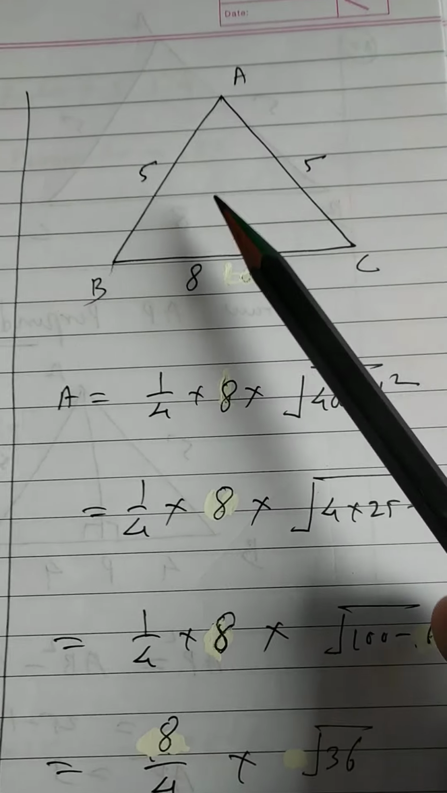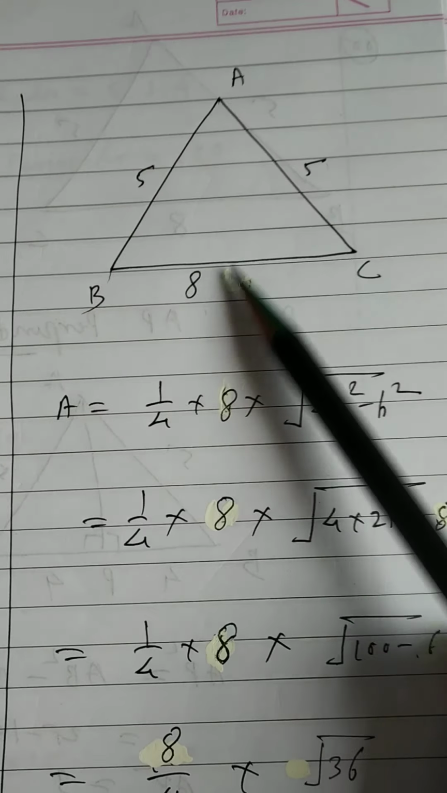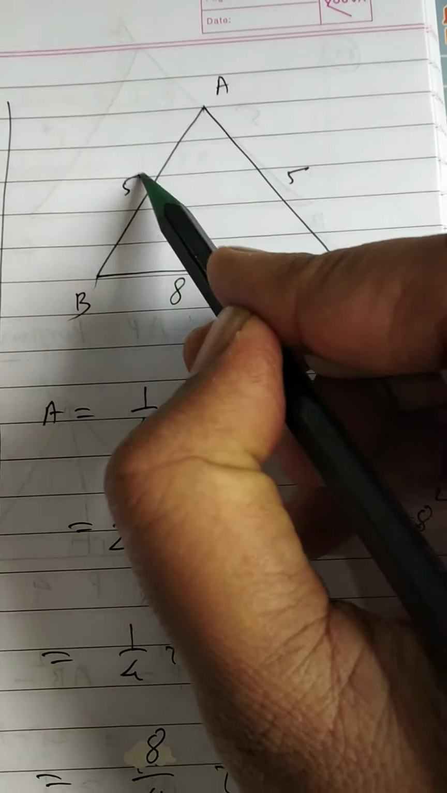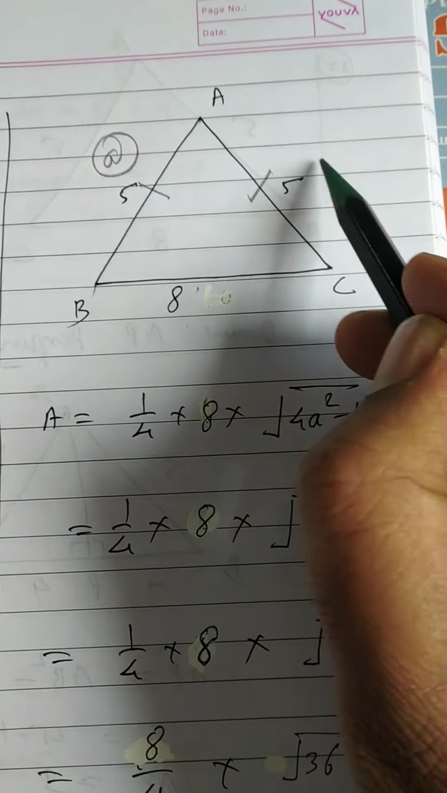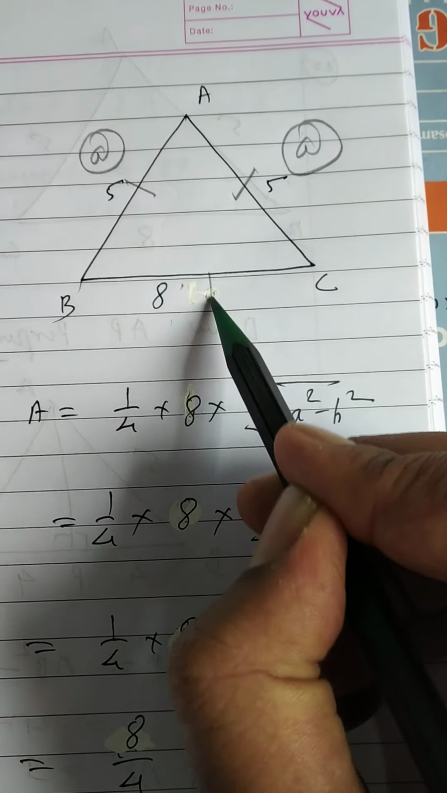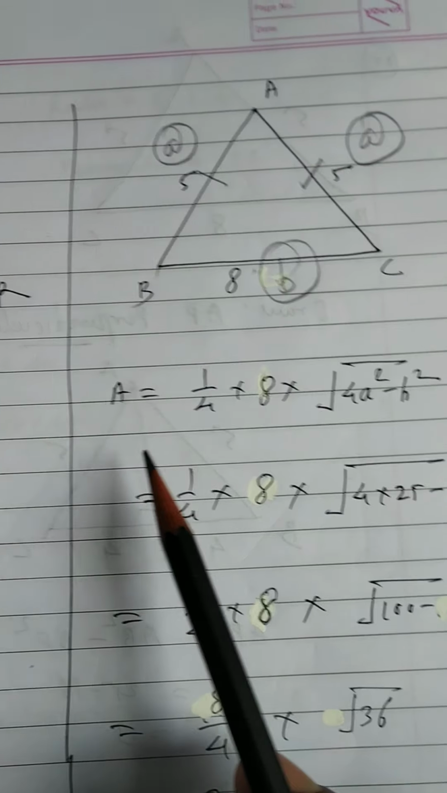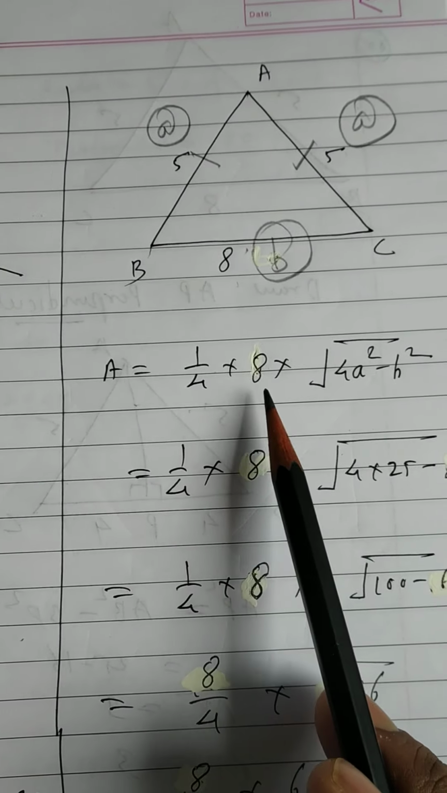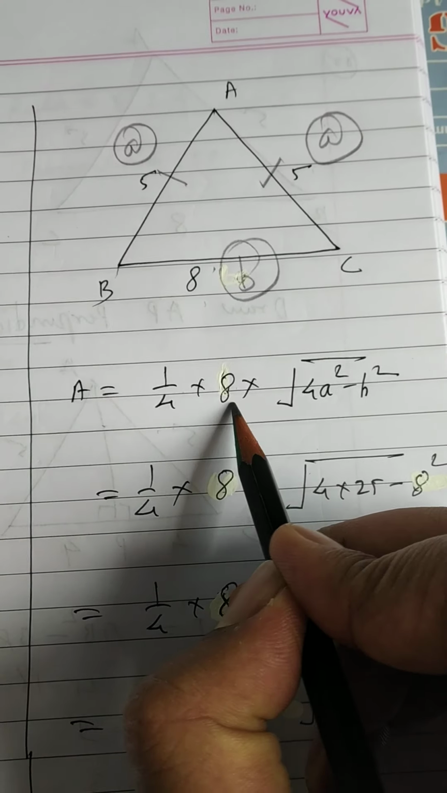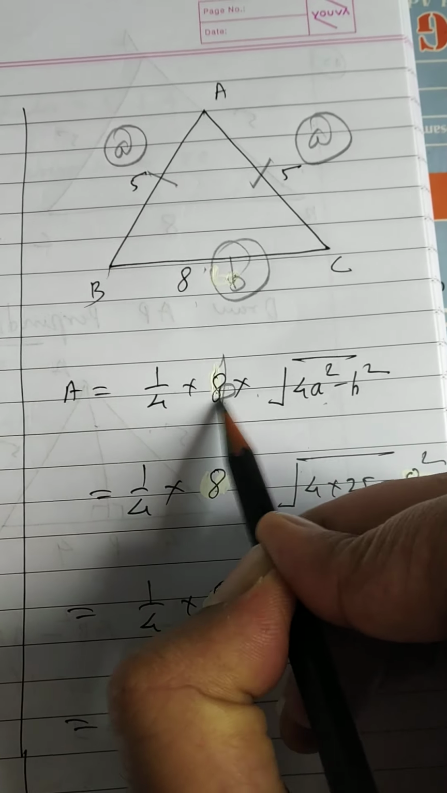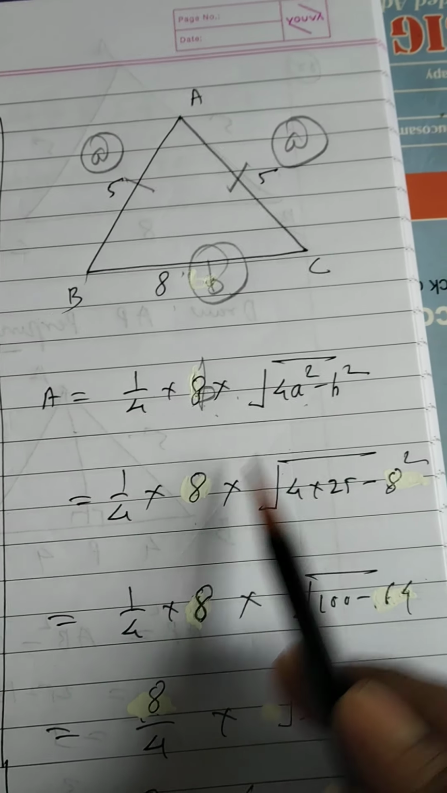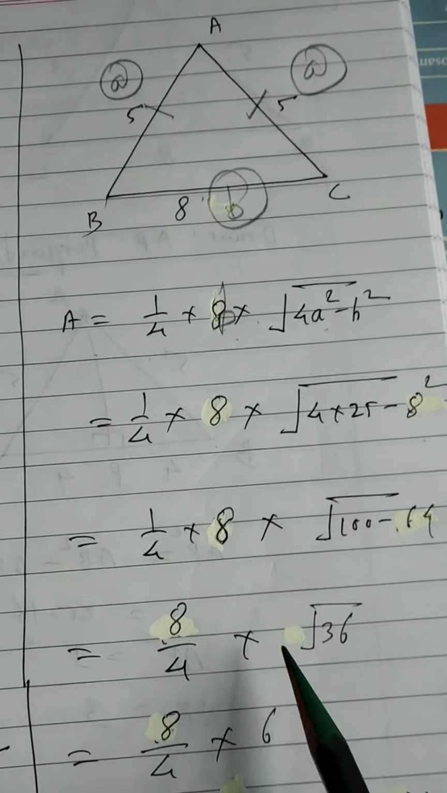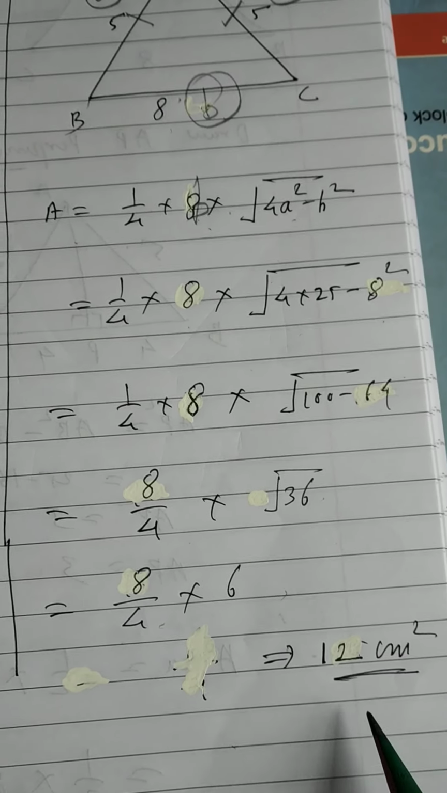Now this can be solved with the help of a different method also that we will see in the next part. Here if you see this triangle, this is an isosceles triangle. This is 5, this is 5, and this is 8. So this will be acting as A for us, equal sides, and this will be acting as B for us. Okay. So area is equal to 1 upon 4 into B into under root 4a square minus B square. What is the value of B here? 8.